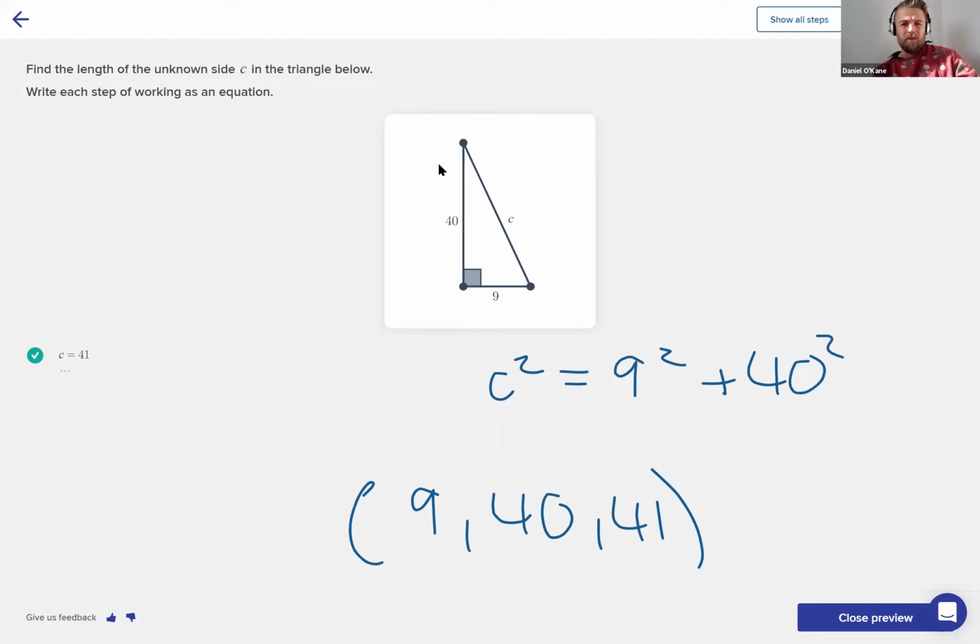Where's my mouse gone? There it is. Okay. I'm in full screen mode, that's why.